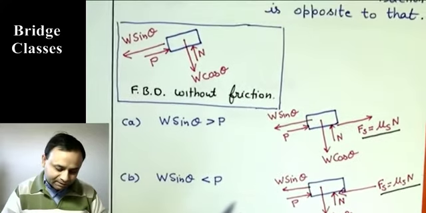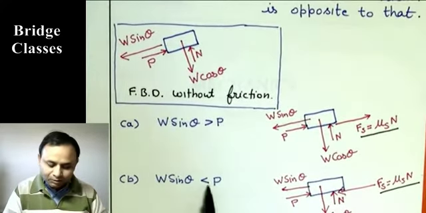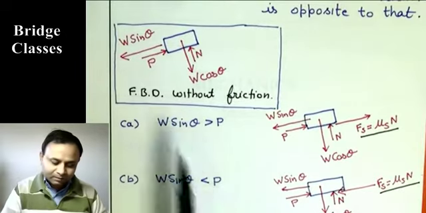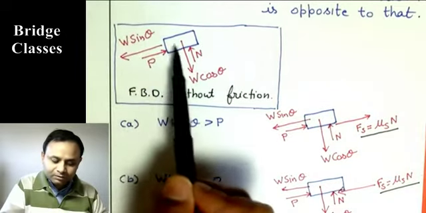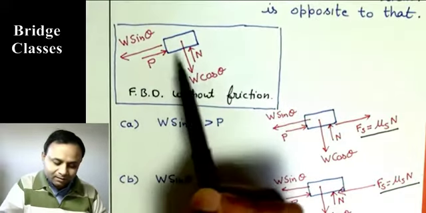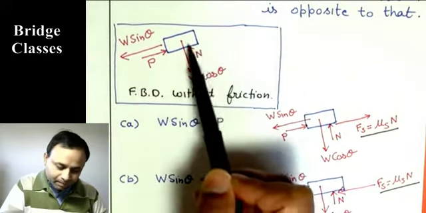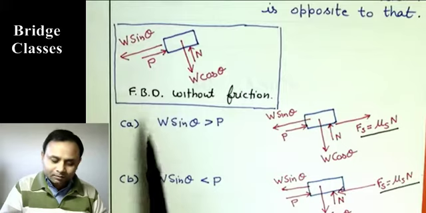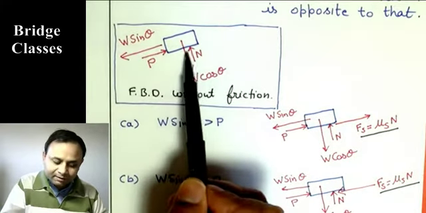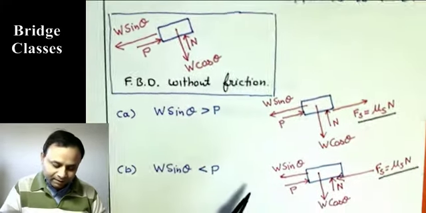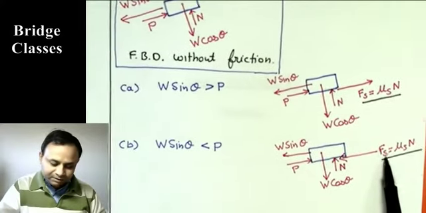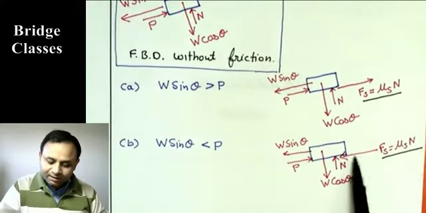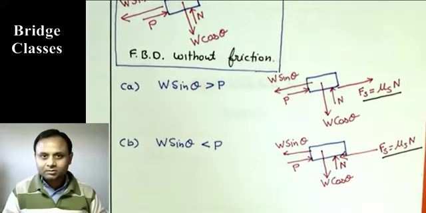If we take the other scenario in which W sin theta is less than P, so under the influence of these forces, if friction is not there, the body is going to move upward. So the friction is going to oppose that, it is going to act downward. And that is what you see here. So this is the frictional force, mu s N, but it is acting downward on the body.